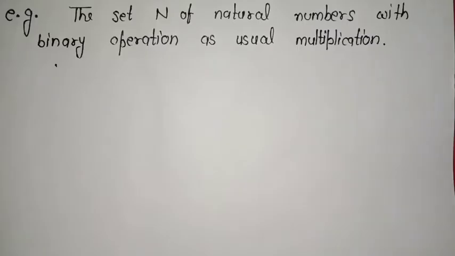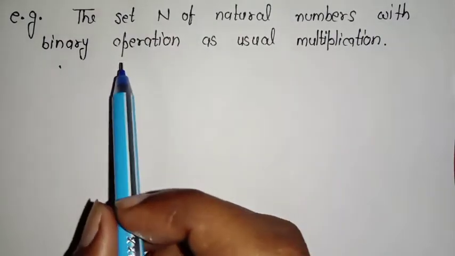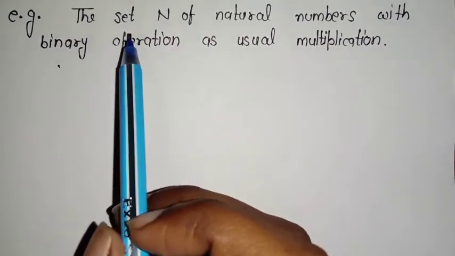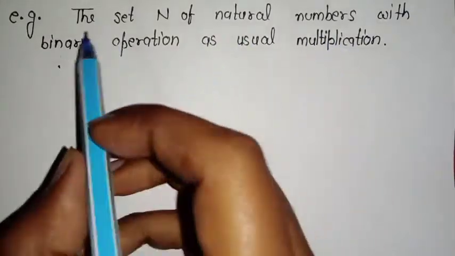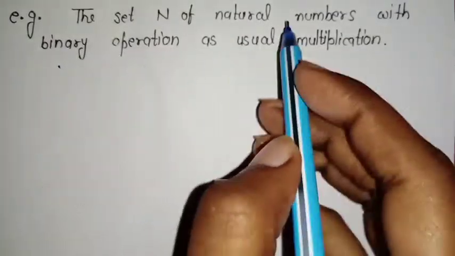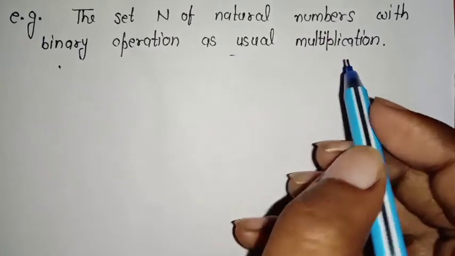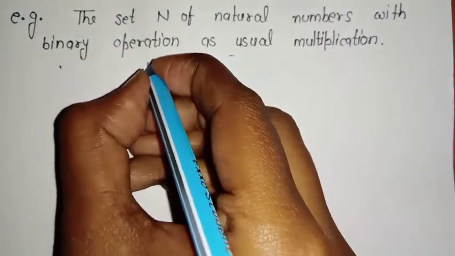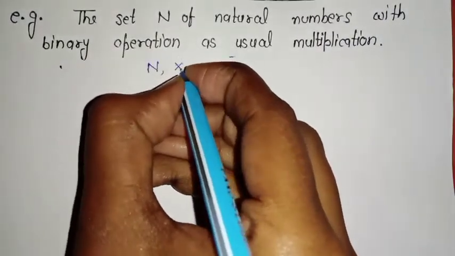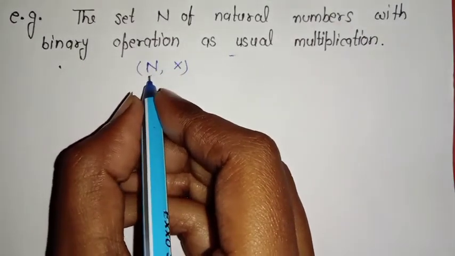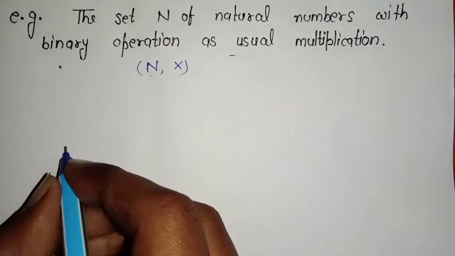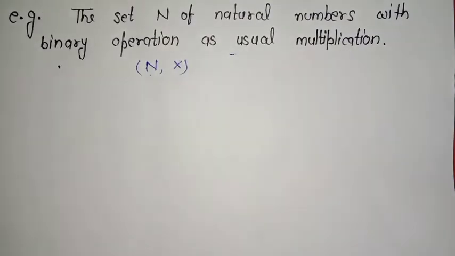So I will take one example to show how to apply the properties of monoid on any given set. Suppose I am taking the set of natural numbers with the binary operation as usual multiplication. So if we write the algebraic structure, it will be of this form. Since this is the set of natural numbers, that is the non-empty set G, and this is our binary operation, now we have to show all three properties of monoid.